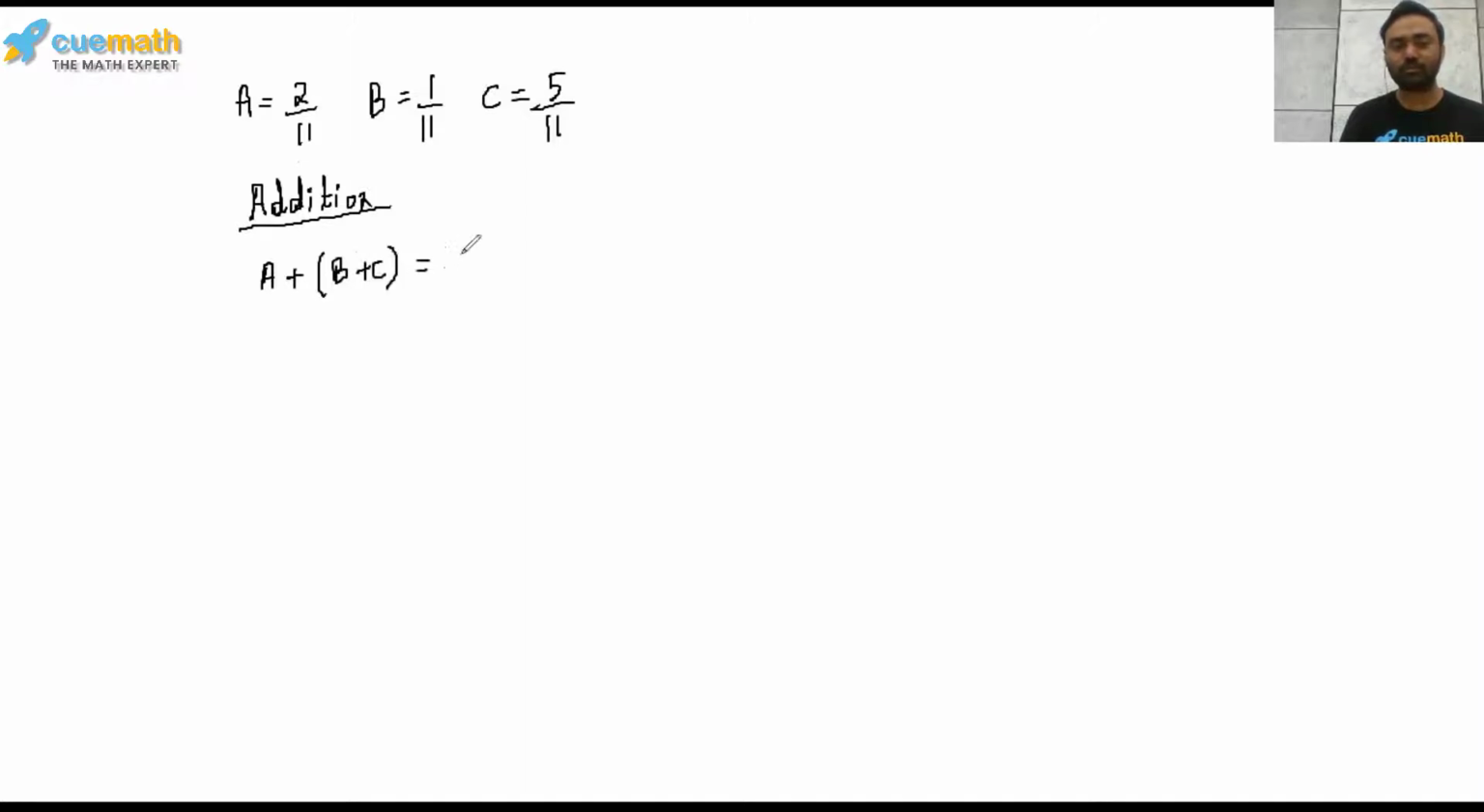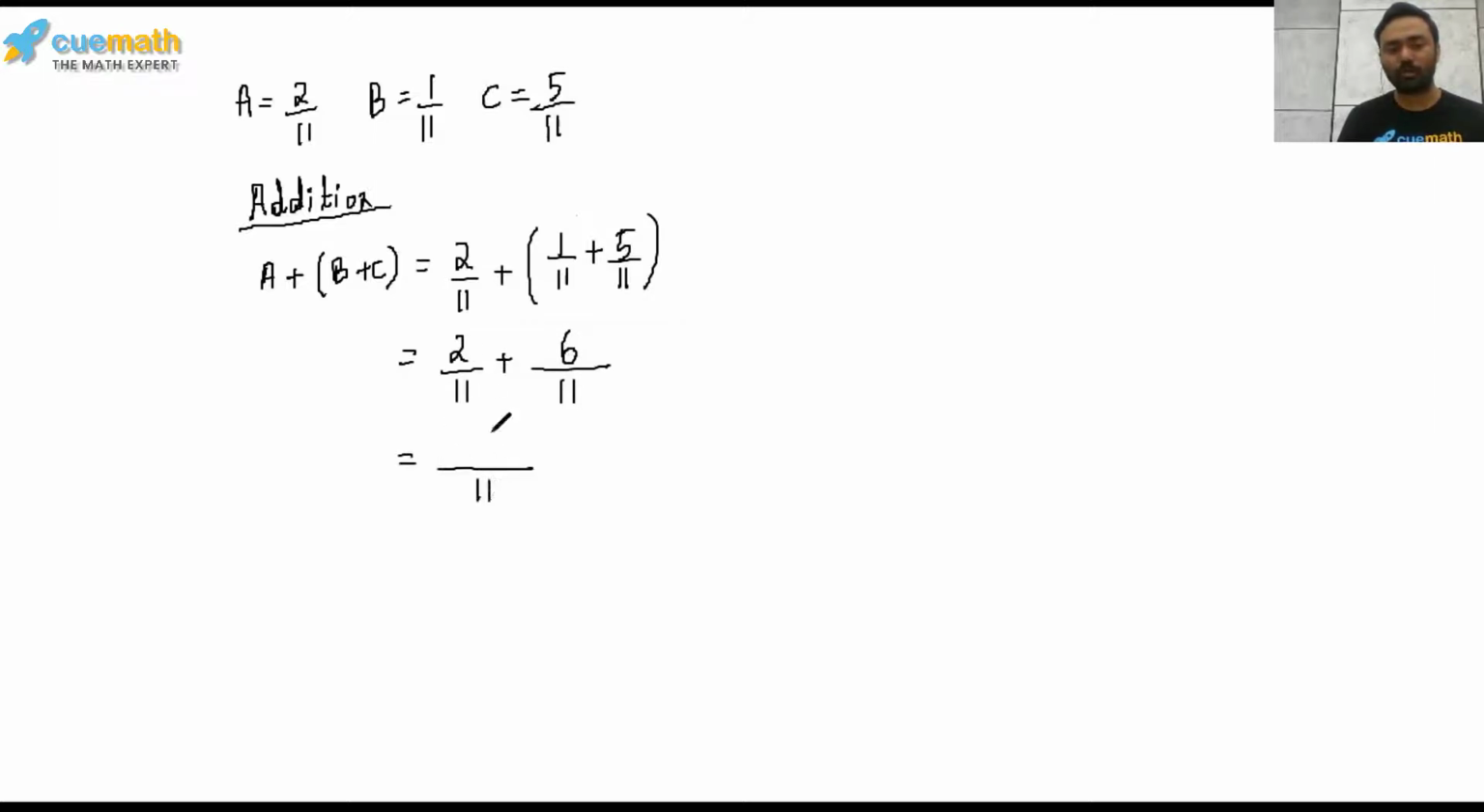Now let's substitute the values first. So 2 over 11 plus, inside the bracket, 1 over 11 plus 5 over 11. Now if we solve the bracket, as you see, both the denominators are 11, so we have a common LCM, and 1 plus 5 gives us 6. Again, 2 over 11 plus 6 over 11, the common LCM would be 11, and 2 plus 6 is going to give us 8.